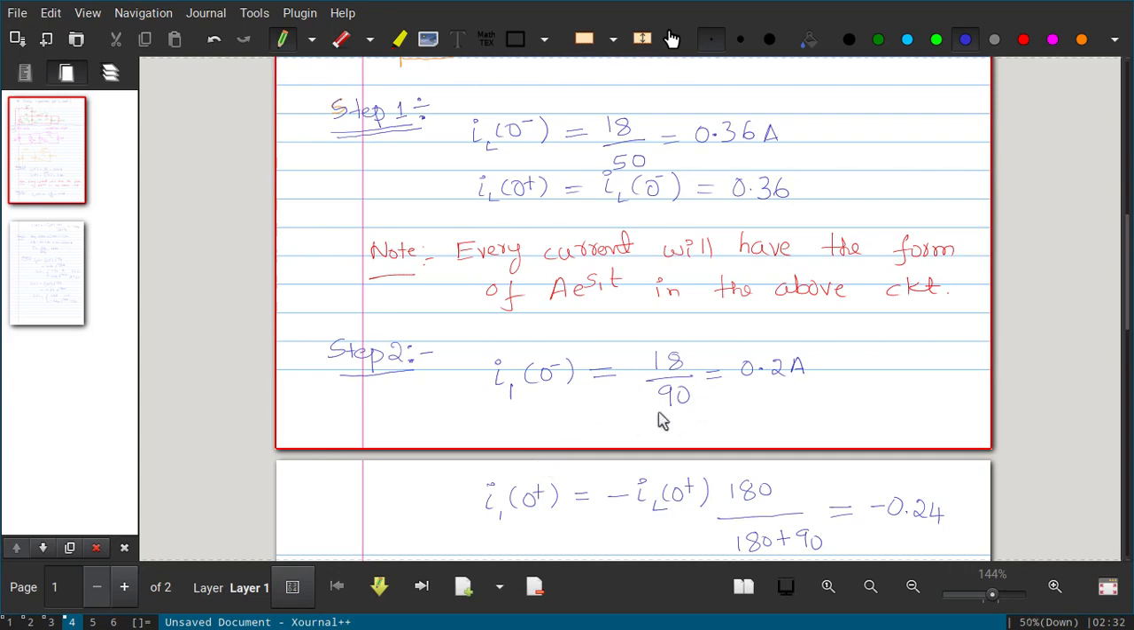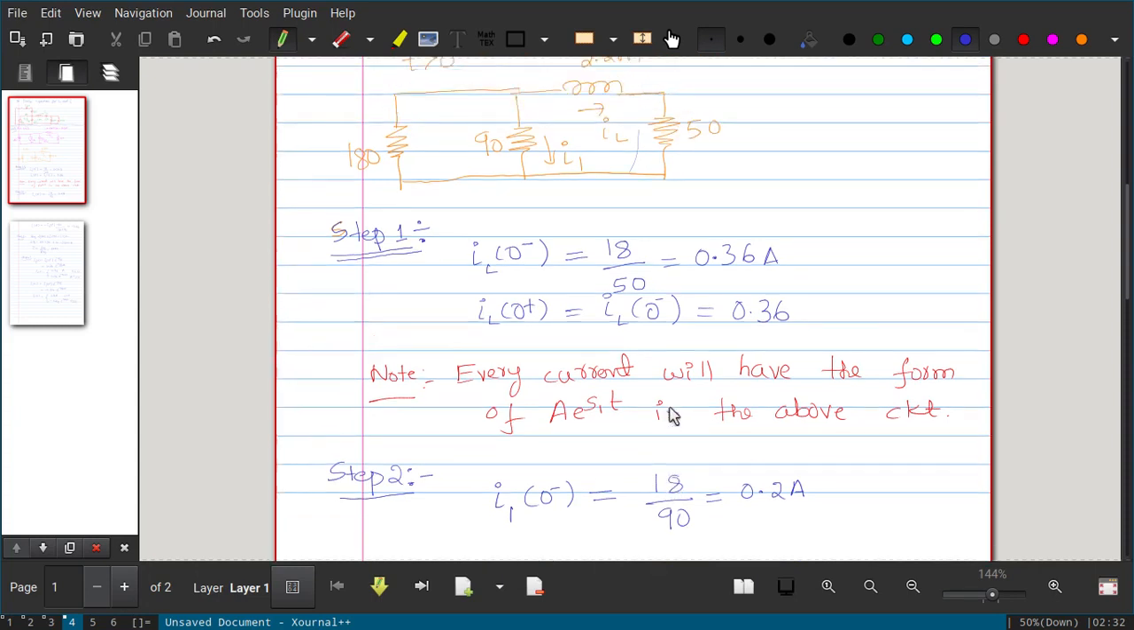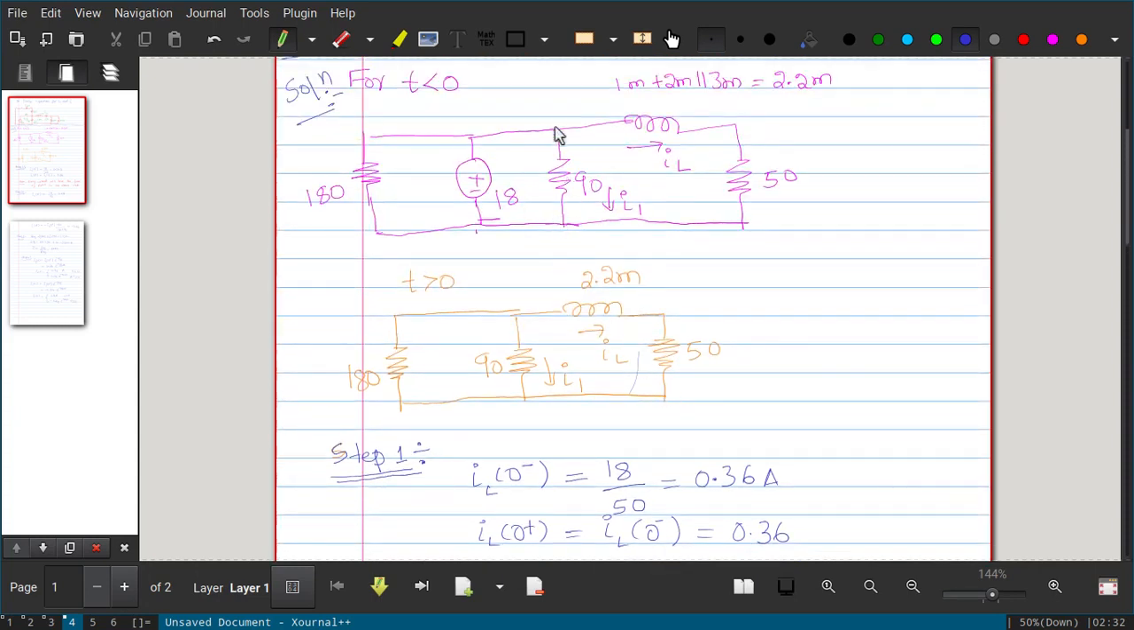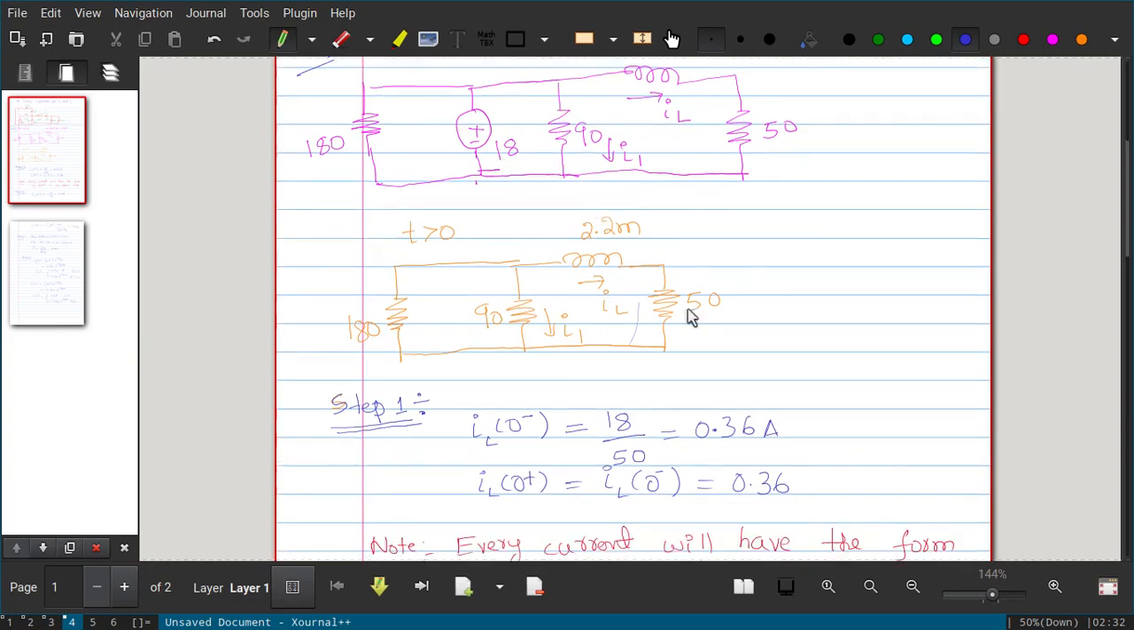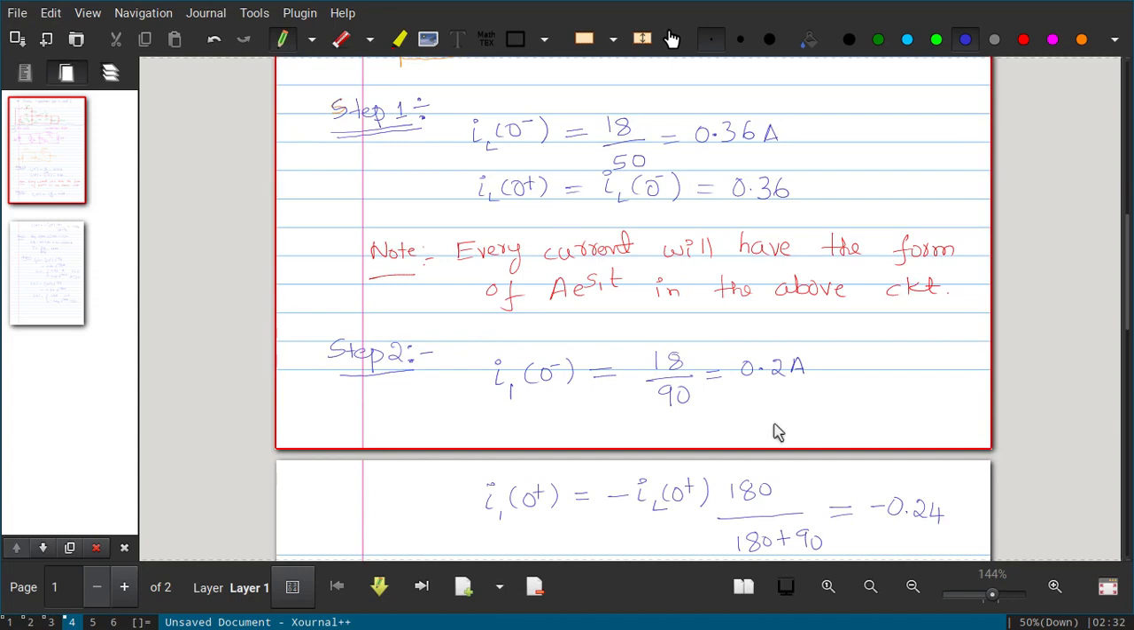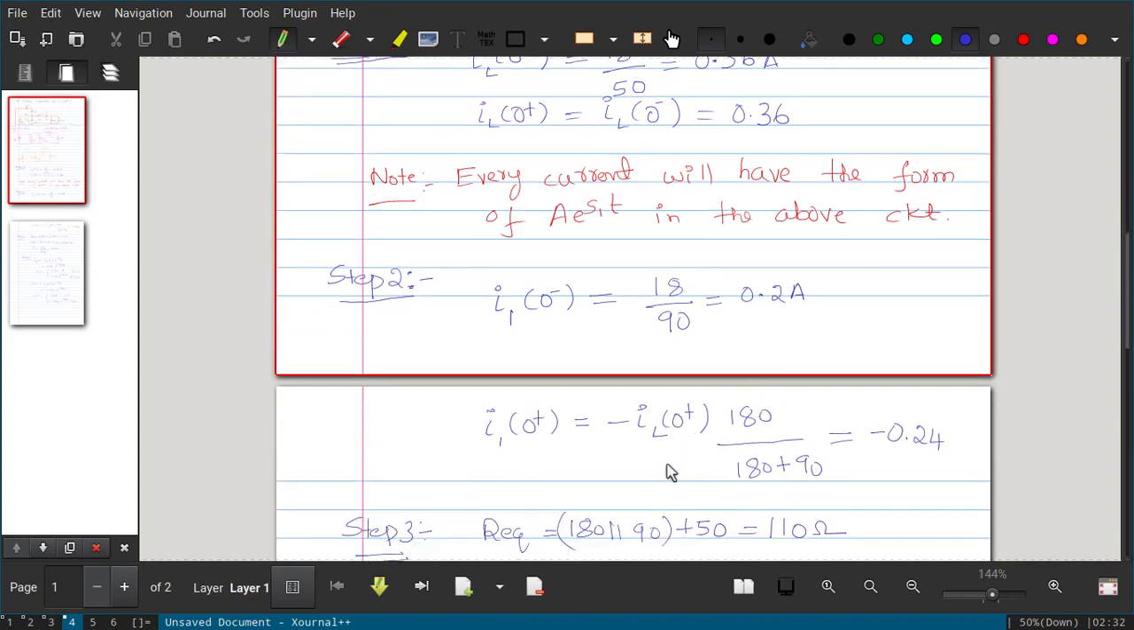So I1 of 0 minus, if you consider here, the current flowing through this resistor is 18 volt divided by 90. So 18 by 90, that is 0.2 ampere. Next, we have to find I1 of 0 plus. This should be calculated independently, not looking at I1 of 0 minus. But I1 of 0 plus will depend on IL of 0 plus. So at that time, the currents flowing will depend on those currents, not I1 of 0 minus.